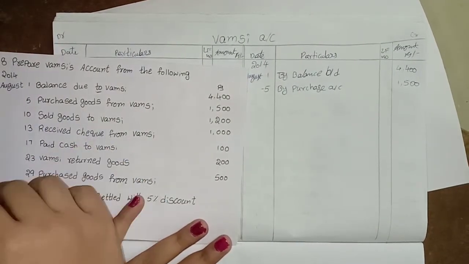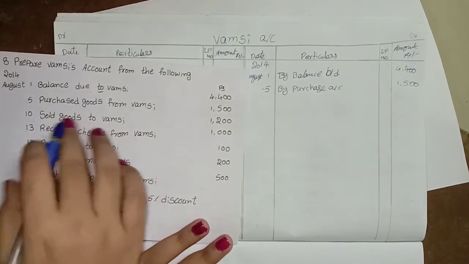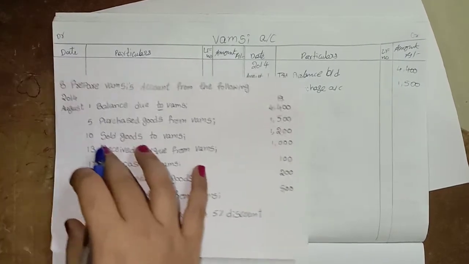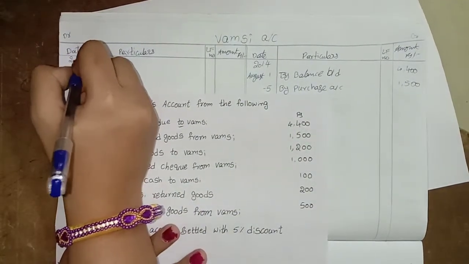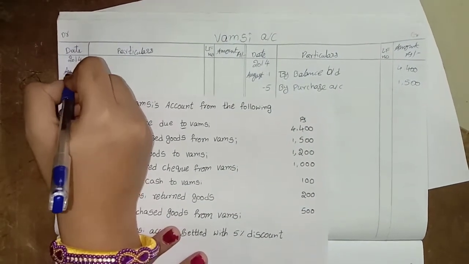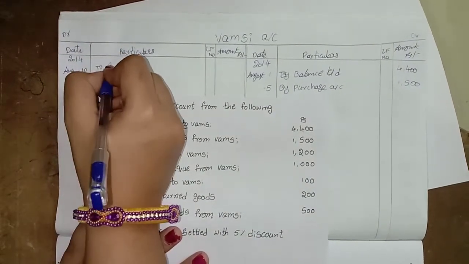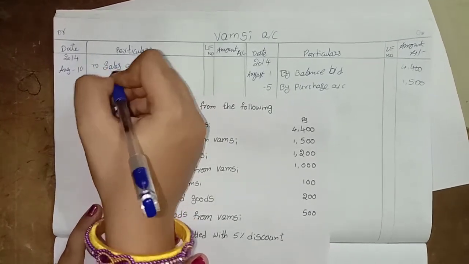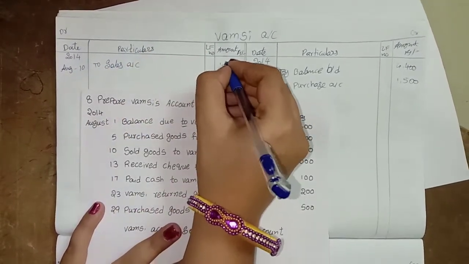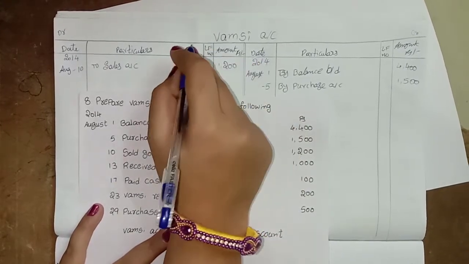Sold goods to Vamsi. We have sold the goods to Vamsi. Vamsi account debtor to sales account. This is a credit transaction, right? August 10th to sales account. If it is a cash transaction, this entry will not enter because there is no name to mention.